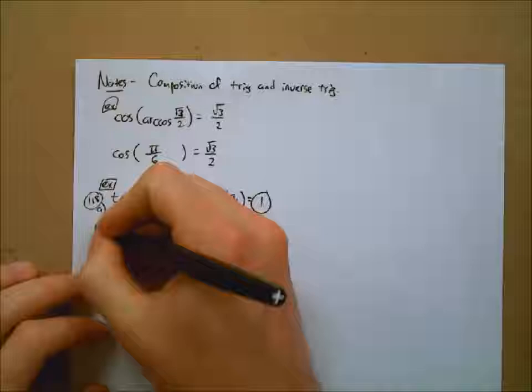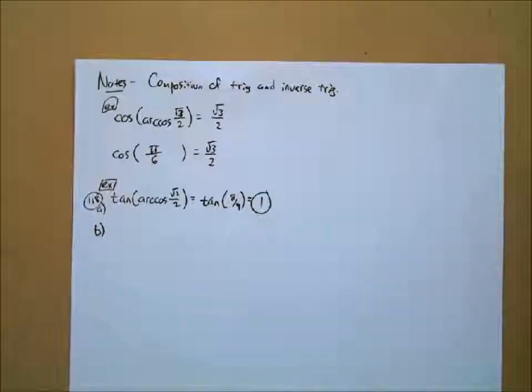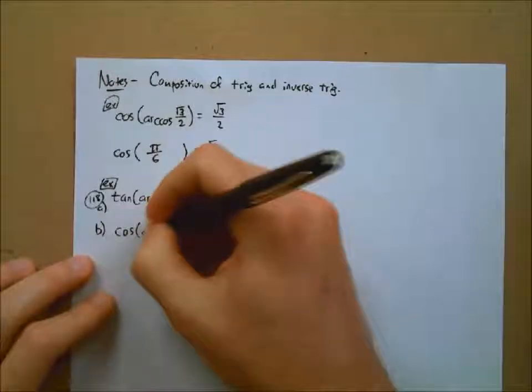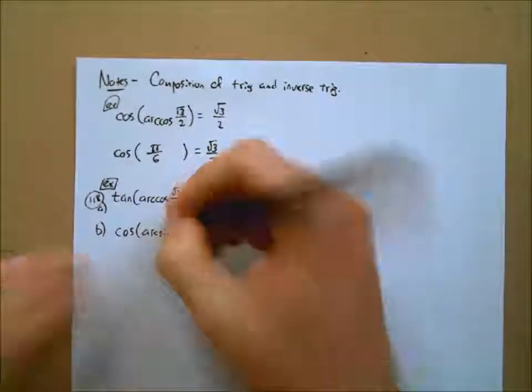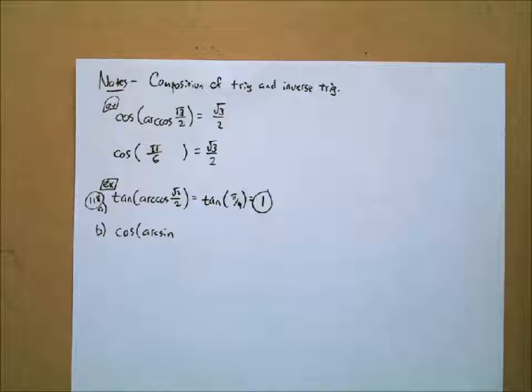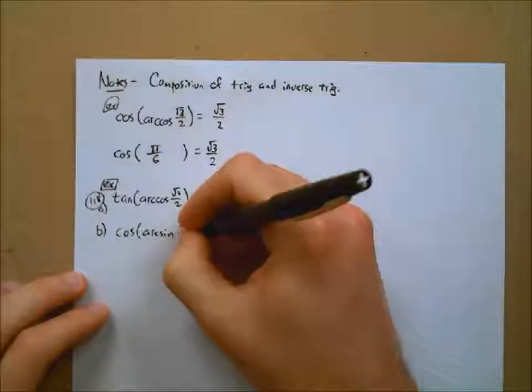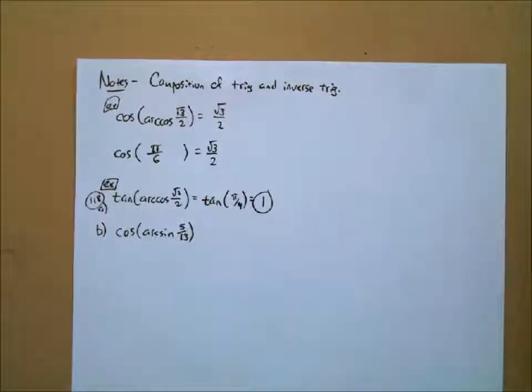But then in letter B, they throw this one at us: cosine of the arcsine of 5/13. Again, they're not exact inverses of one another. Cosine of the arcsine of 5/13.